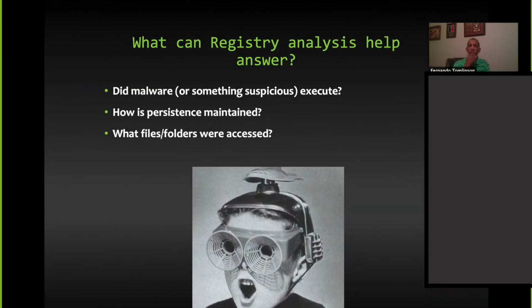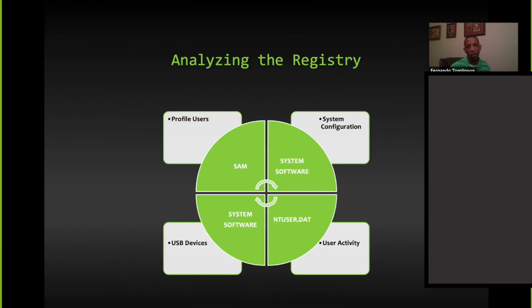So from an analysis perspective, how can this help me? Well, I can answer the question of did malware or something suspicious execute? If there is some form of persistence, I may be able to get that from within the registry. I could understand what files and folders were accessed. So from an analysis perspective, based upon the well-known keys that we know about, we can answer those questions, and that's rather helpful for an analyst.